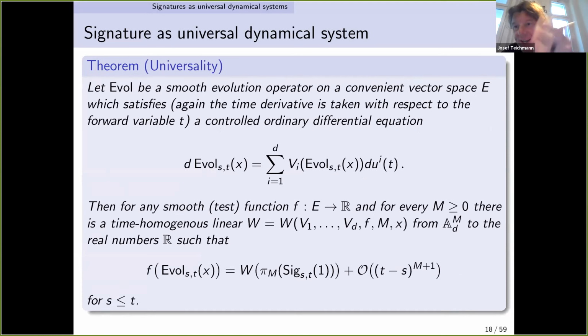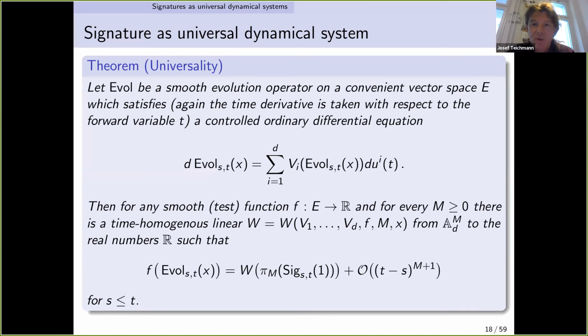What is the universality of signature? The universality of signature is nothing else than the Taylor theorem, which I proved before. It is nothing else than the statement that if I have any controlled ordinary differential equation, so this is any dynamical system written in this forward manner, starting at S, going to T, I can write it as a linear map applied, let's say, on the order M truncated signature from before, plus an estimate for the remainder term.